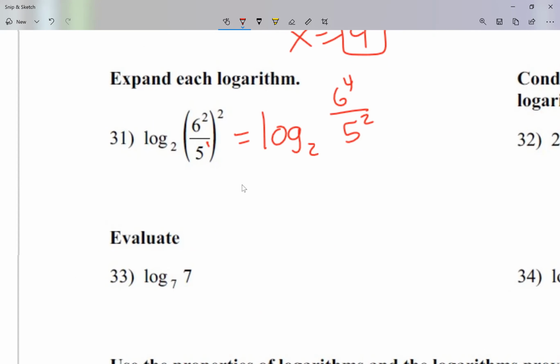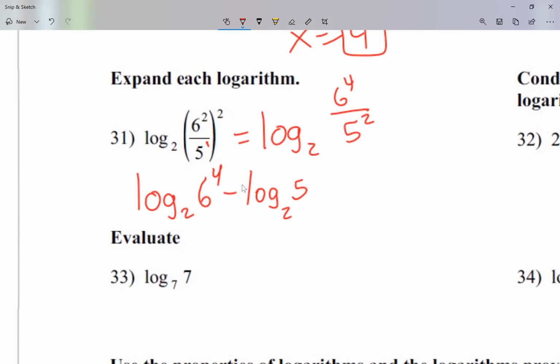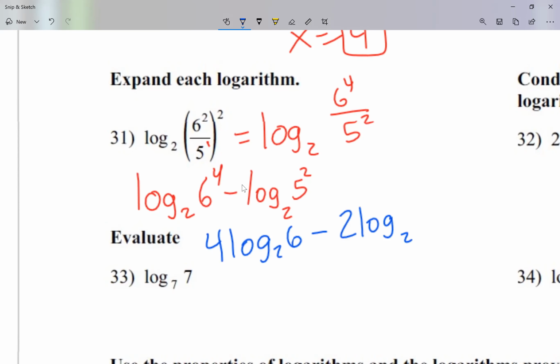Okay, so now I'm going to expand it. I know division, right? A fraction is dividing. Division I extend as the subtraction of 2 logs. So I'm going to go log base 2 of 6 to the 4th minus log base 2 of 5 squared. Now my exponents, I'm going to bring them as a whole number in front of the log. So let me write my answer here in blue so we don't get confused. I'm going to write this as 4 log base 2 of 6 minus 2 log base 2 of 5. Notice the exponents, I brought them to the front.